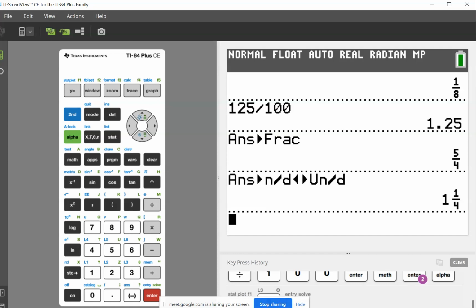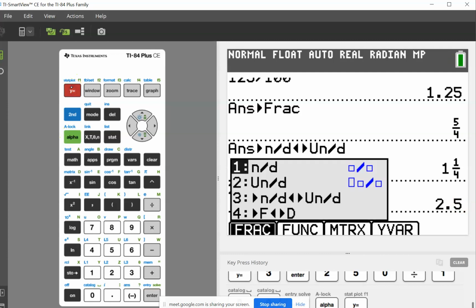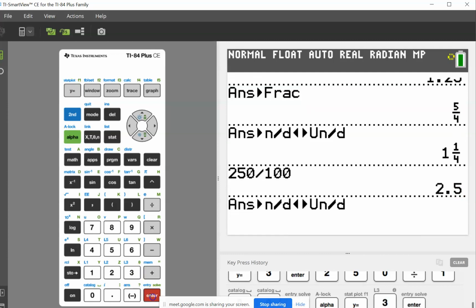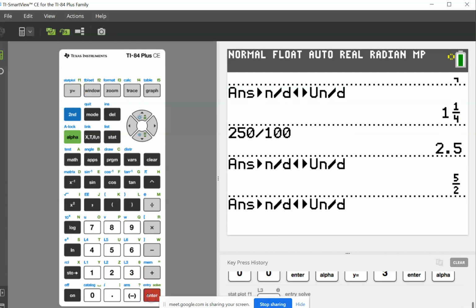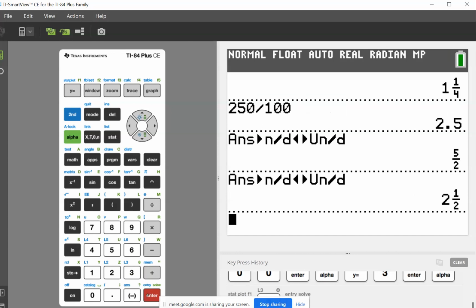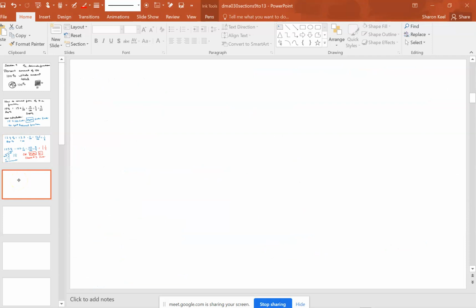Let's just do another one real easy. Let's say we have 250 over 100. If it's 250%, that over 100. All we need to do is take this, and I can just simply do alpha y equals, choose number 3, and in this case, the first thing I get is the fraction. So let's do alpha y equals number 3, and it's going to change that 5/2 to 2 1/2. So that is going from a percent to a fraction.